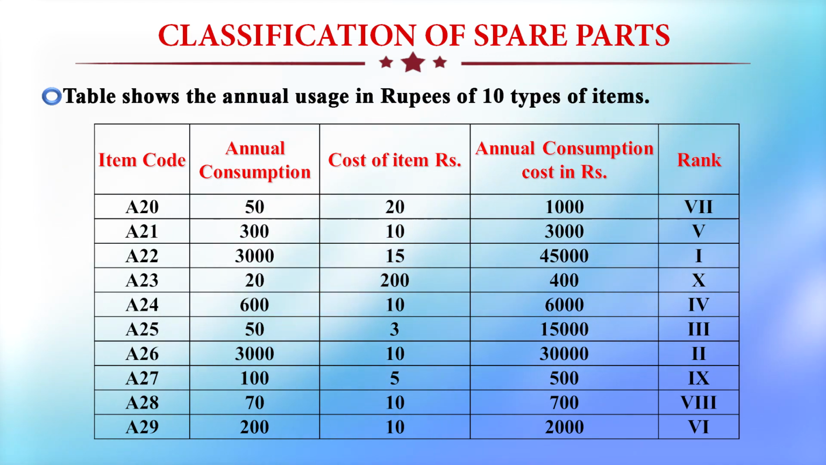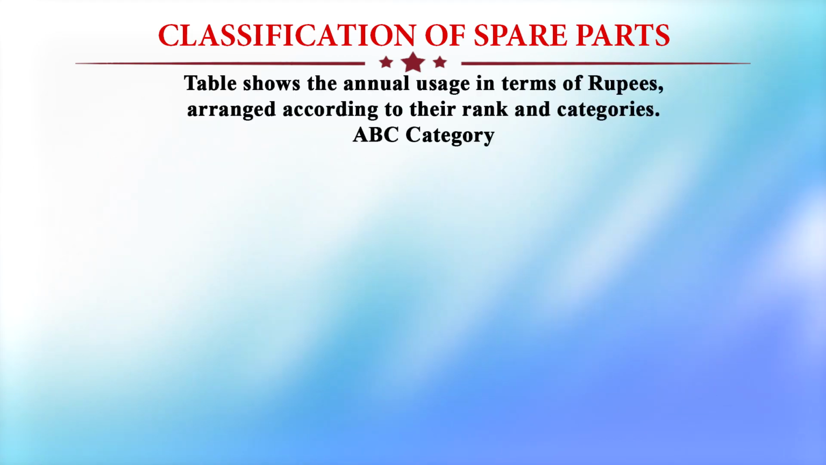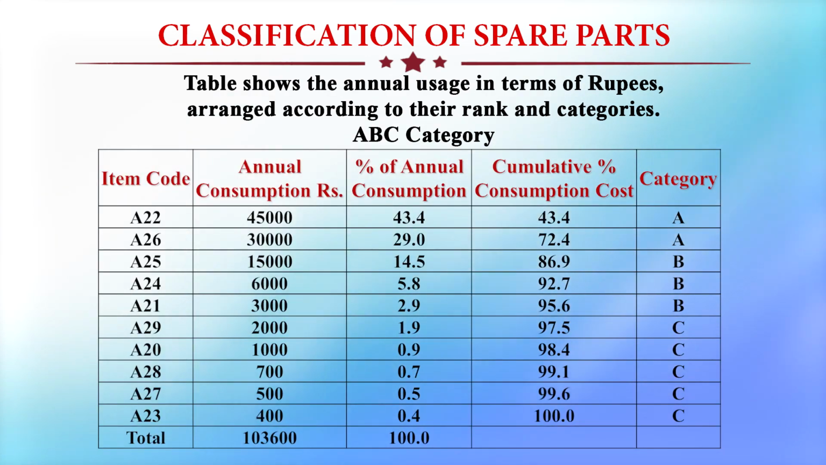Depending upon that, we have to rank which item costs more, which we can call rank 1. In that way we have to rank all the items up to A29. Then we have to arrange them. The table shows the annual usage in terms of rupees arranged according to their rank and categories, that is the ABC category. Here you can see that A23's annual consumption cost is 45,000, and its percentage of annual consumption is 43%. So that's why we are calling it an A class item.